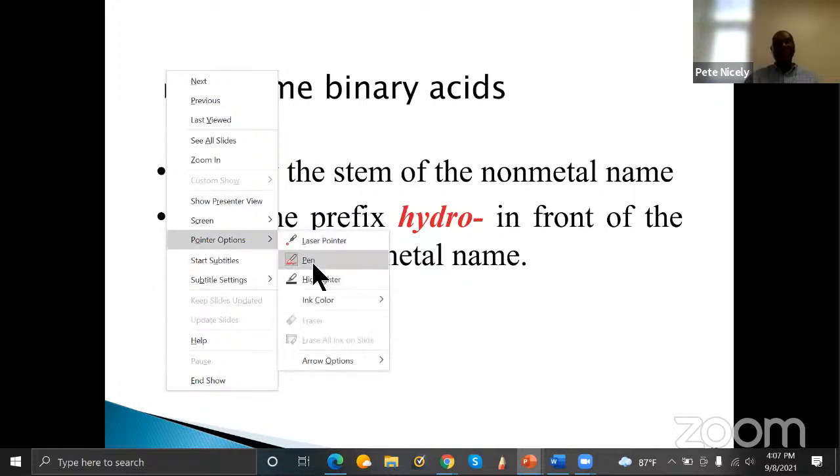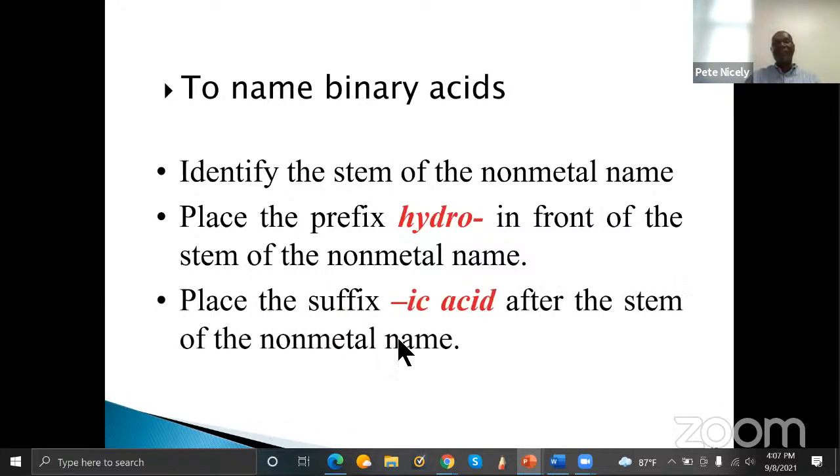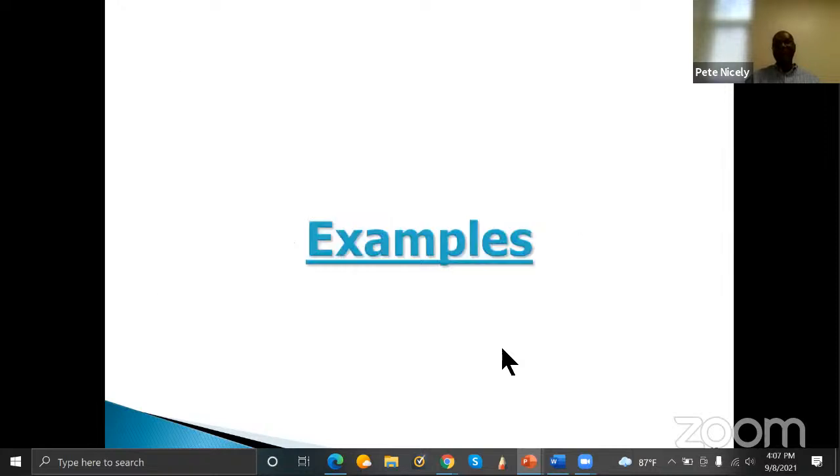The prefix hydro is used in front of the stem of the nonmetal name, all right? So this is true for all binary acids. It's hydro, then the stem of the nonmetal name, and then that is followed with the suffix ic acid, right? So all binary acids start with hydro, the stem of the nonmetal name, and then ic acid, and that will give you the complete name of the binary acid.